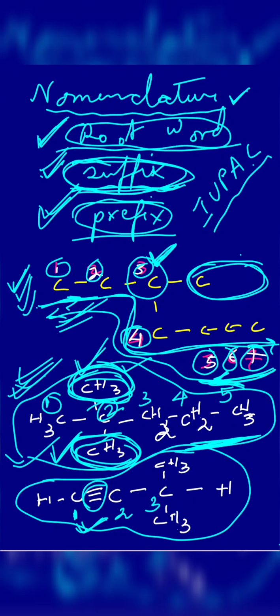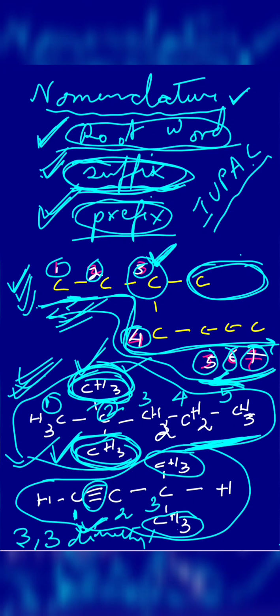But then there are 2 alkyl groups here. At which number? 3. So what will be the name? 3,3-dimethyl and propyne. Prop-1-yne, the yne is at number 1. So 3,3-dimethylprop-1-yne.